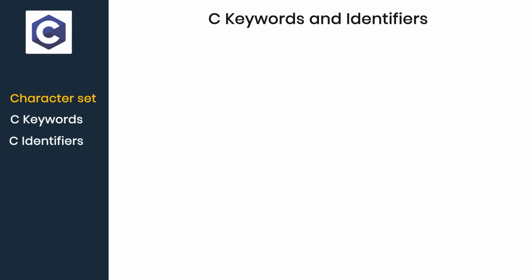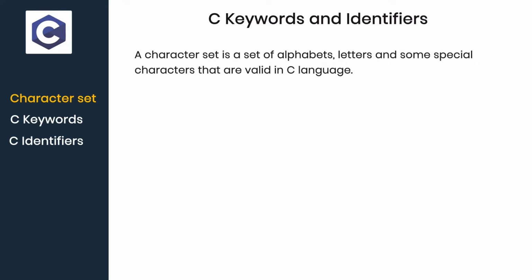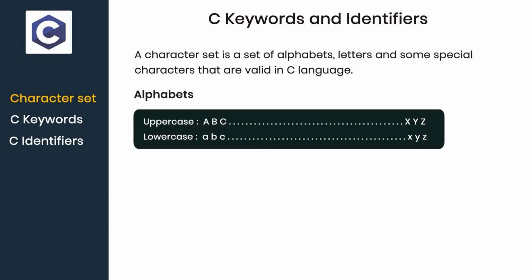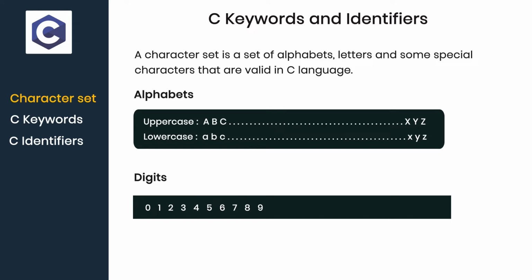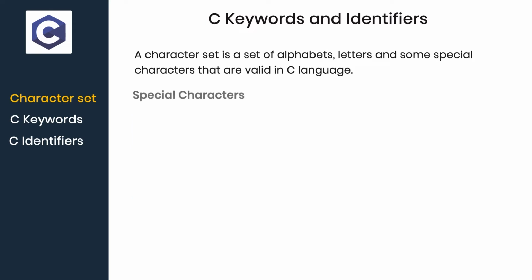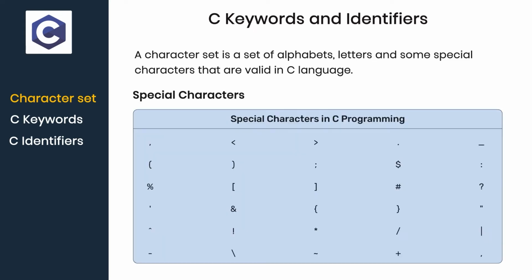Character set. A character set is a set of alphabets, letters, and some special characters that are valid in C language. For example, alphabets: C accepts both uppercase and lowercase alphabets as variables and functions. Digits: the digits are the elements of the set 0 to 9. Special characters: special characters are used for blank space, new line, horizontal tab, carriage return, and form feed, etc.